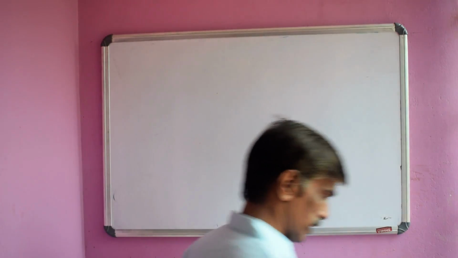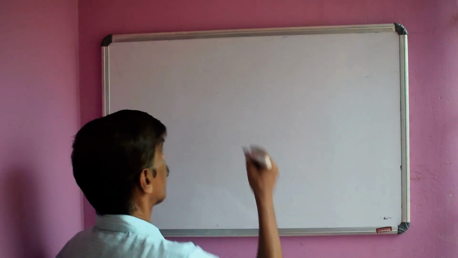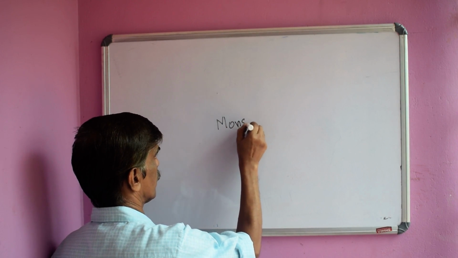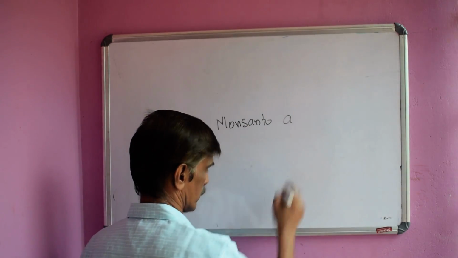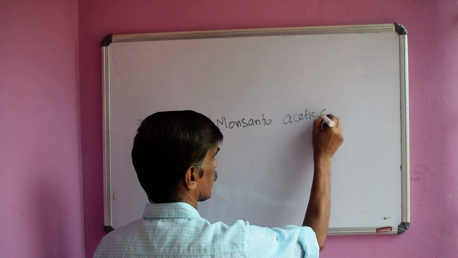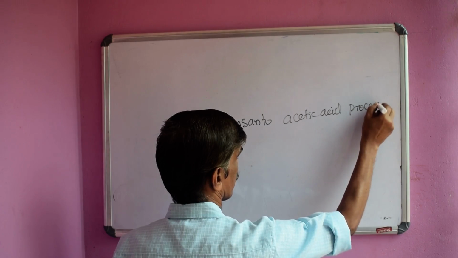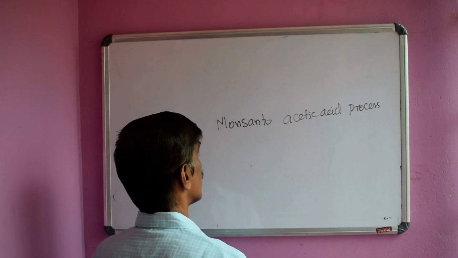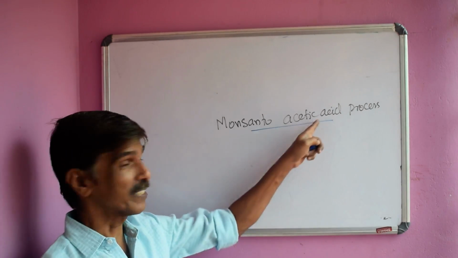Now the fourth reaction that we have studied is called the Monsanto acetic acid process. The Monsanto acetic acid process is a process of production of, of course, acetic acid, no doubt.